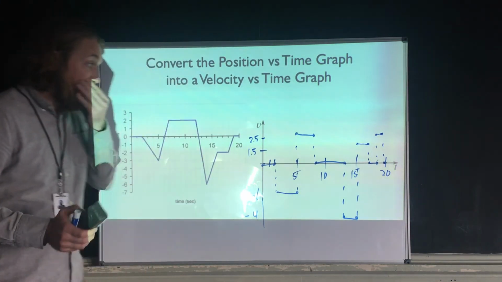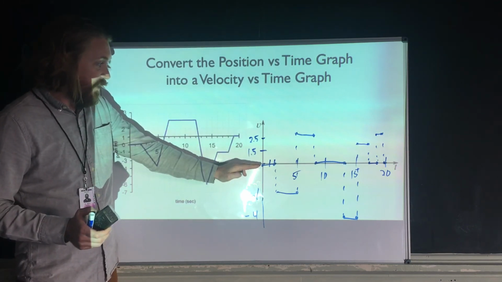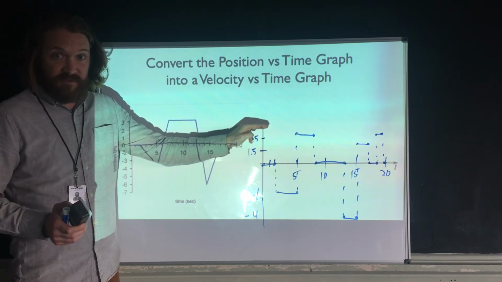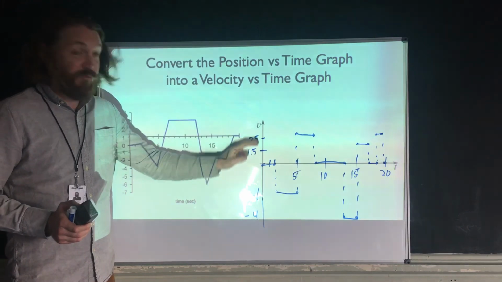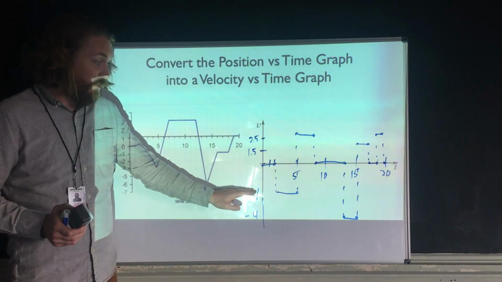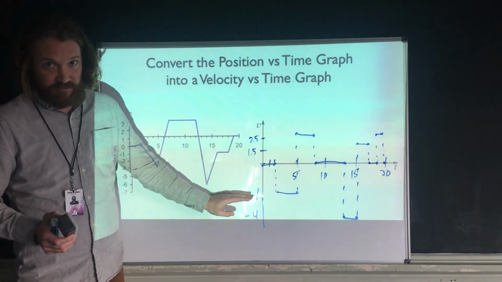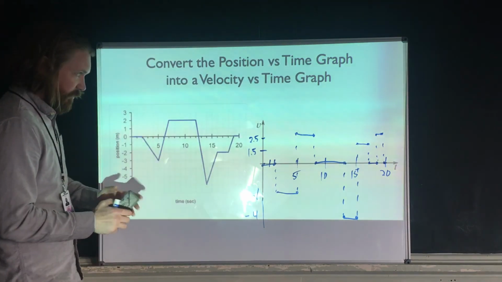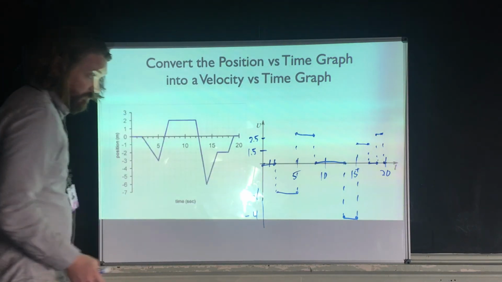My apologies. If the line is above 0, it's a positive velocity, okay? And if it's moving forward, if the line is below 0, it's a negative velocity. It's going backwards, okay? And if it's on 0, it's a 0 velocity. It's not moving.